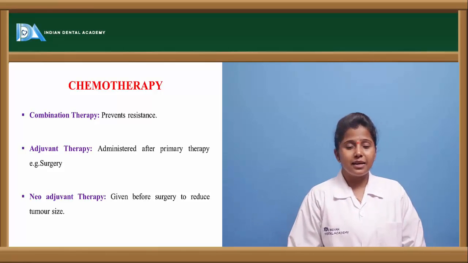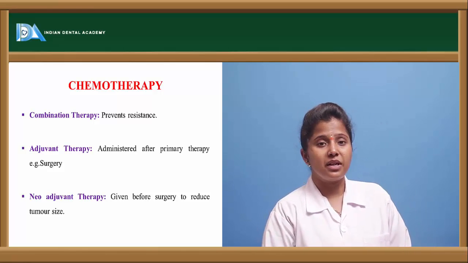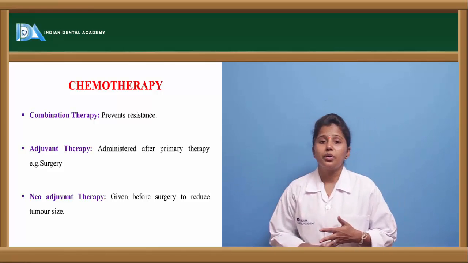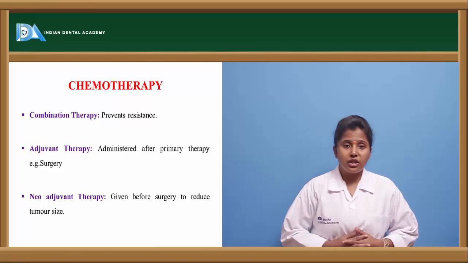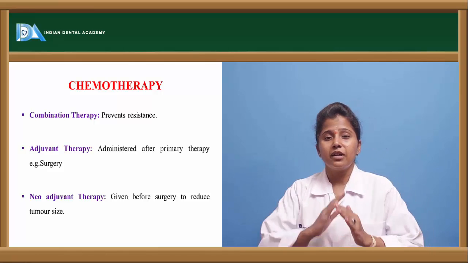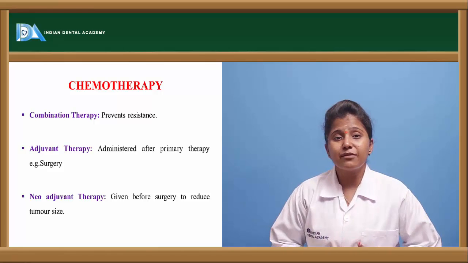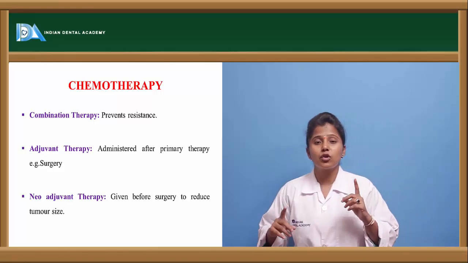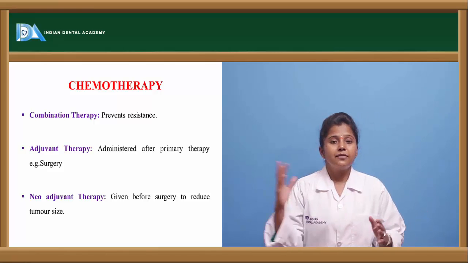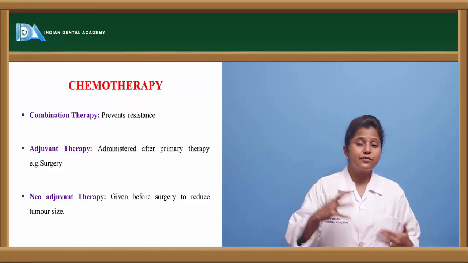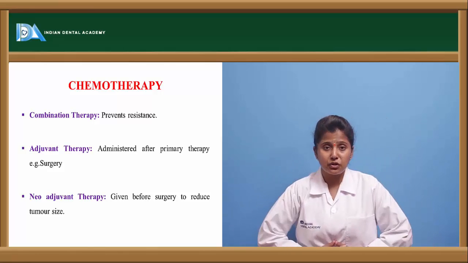So what is chemotherapy, or how can chemotherapy be given? Chemotherapy can be given either as combination therapy, adjuvant therapy, or neoadjuvant therapy. So what is this combination therapy? If we have to prescribe medication in combinations, in the sense not only a single drug, but different categories like anti-metabolites, alkylating agents, vinca alkaloids, then we have to give a combination of these drugs.